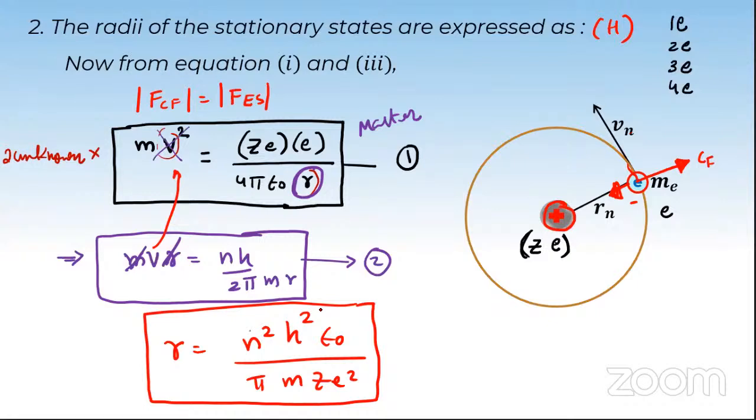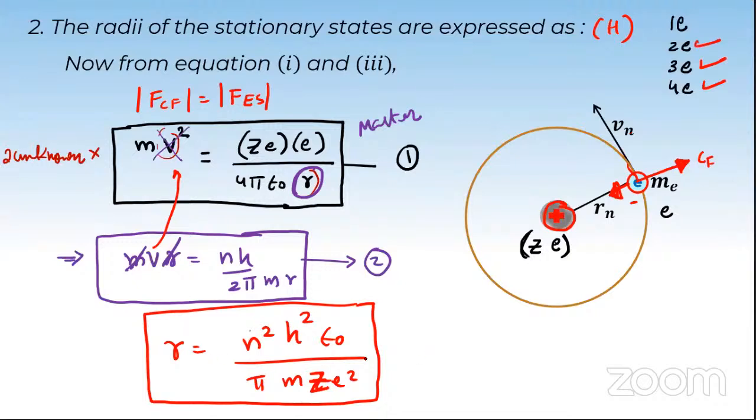If you want the first orbit, put n is equal to 1. If you want the second orbit, put n is equal to 2. Third orbit, n is equal to 3. Fourth orbit, n is equal to 4. And if you want hydrogen, put z is equal to 1. If you want helium, put z is equal to 2. Lithium, z is equal to 3. For beryllium, z is equal to 4. Simple. So we now have an expression for radius.